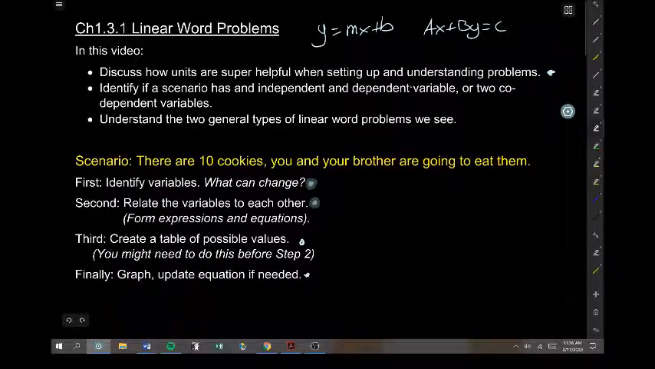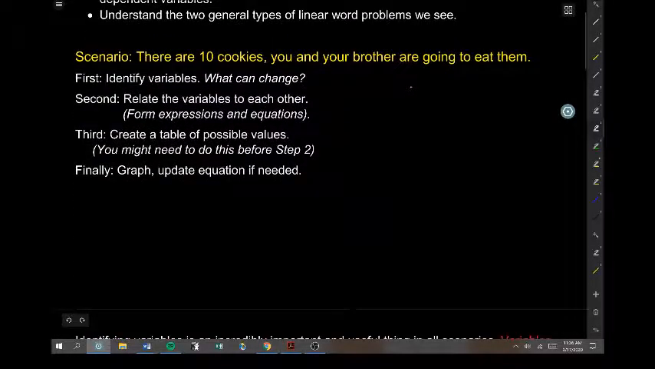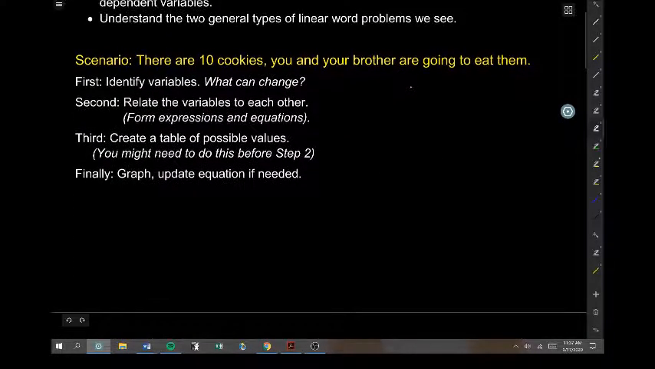Will you please pause the video and see if you can determine what the variables are? And if you can't determine what the variables are, think, can you make a table of values? Although that will be hard if there are no variables. Here's what we're trying to find in this problem.